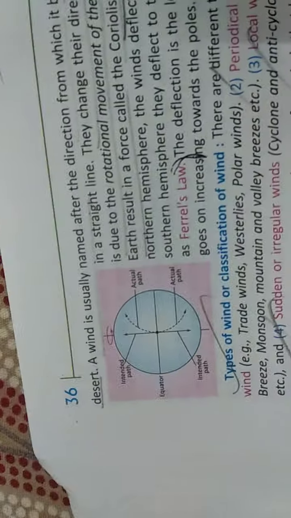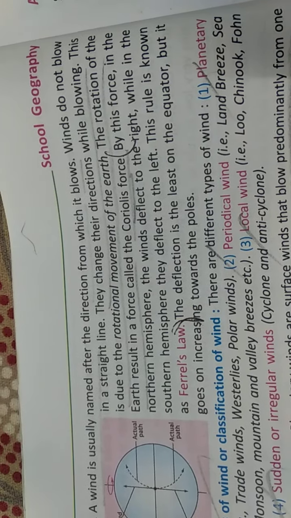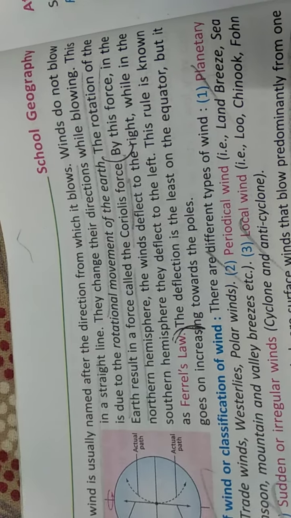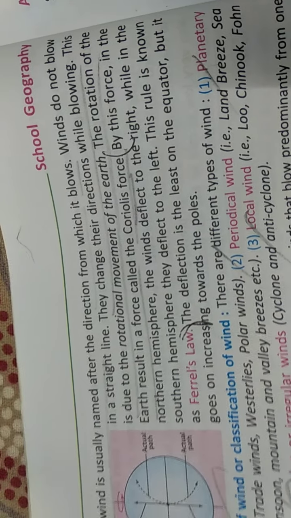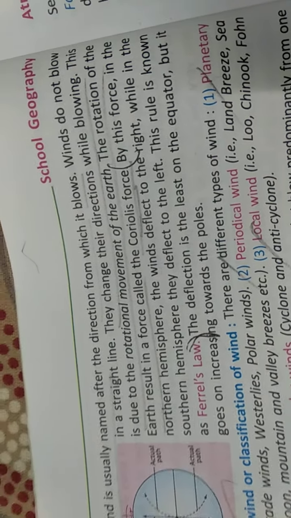Wind moves strongly on open ocean or barren areas like deserts. The wind is named after the direction from which it blows. Wind never blows in a straight line. It changes its direction while blowing, and that is why these are known as rotational movements, and it also changes with the rotational movement of the earth.